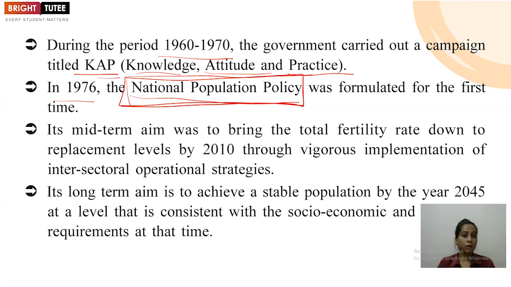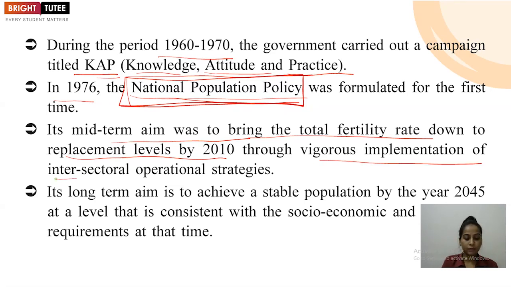Okay, but now they came to the main issue, that is they started their National Population Policy. Its midterm aim was to bring the total fertility rate down. They were basically focusing on bringing the birth rate down to replacement level by 2010 through vigorous implementation of intersectoral operation strategies. And for that they started working on the different strategies and creating the different centers for creating awareness among the family, creating awareness about family planning among the ladies.